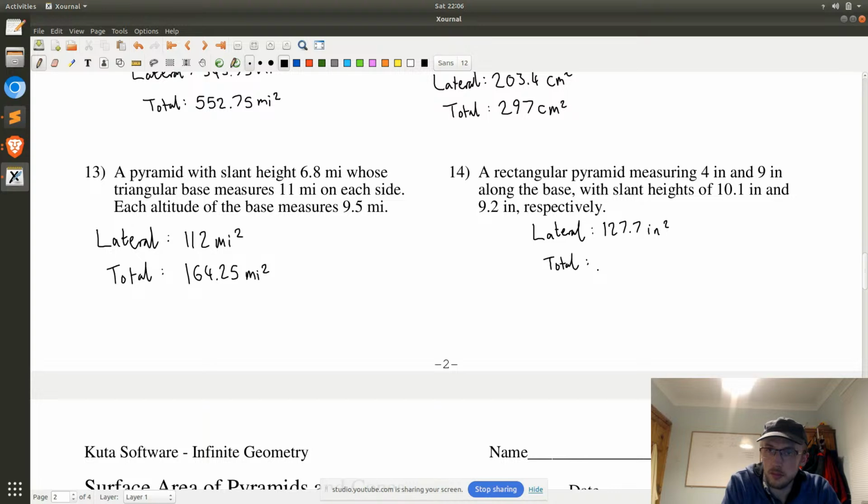And as the base is 36 square inches, just simply add that on. So we're going to get 163.7 square inches. But now we must check everything. Literally everything.